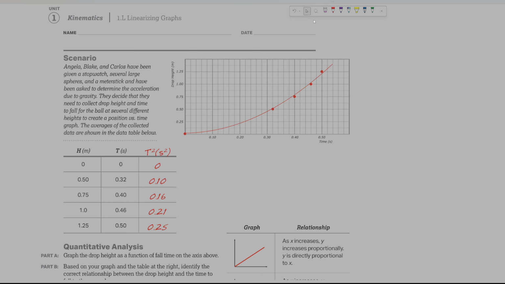Now, this is very common: sometimes we try to force a straight line, but as soon as you try to draw a straight line here, you're going to see the problem with that. It's not a straight line at all. It has a slight curve upward, so keep an eye out for that. When you see acceleration, position, time, it's going to be a curved line.